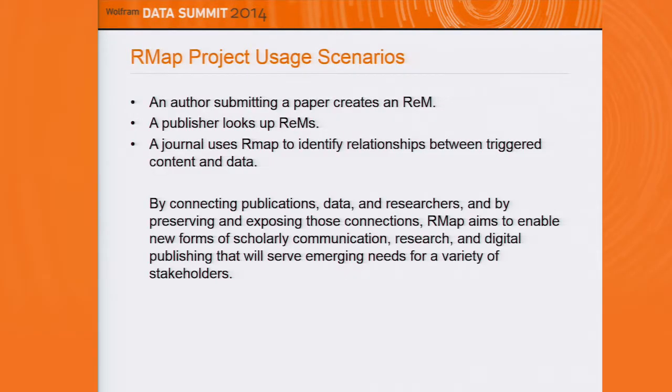So I'd like to talk a moment about some practical aspects of this, like what are some of the actual usage scenarios, because ultimately the RMAP project aims to serve a very practical function. It can have an impact for scholarly authors, it can have an impact for publishers, it can have an impact for repositories of information, because it will connect publications, data, and research, and expose and preserve those connections. This can enable new forms of scholarly communication, research, and digital publishing.